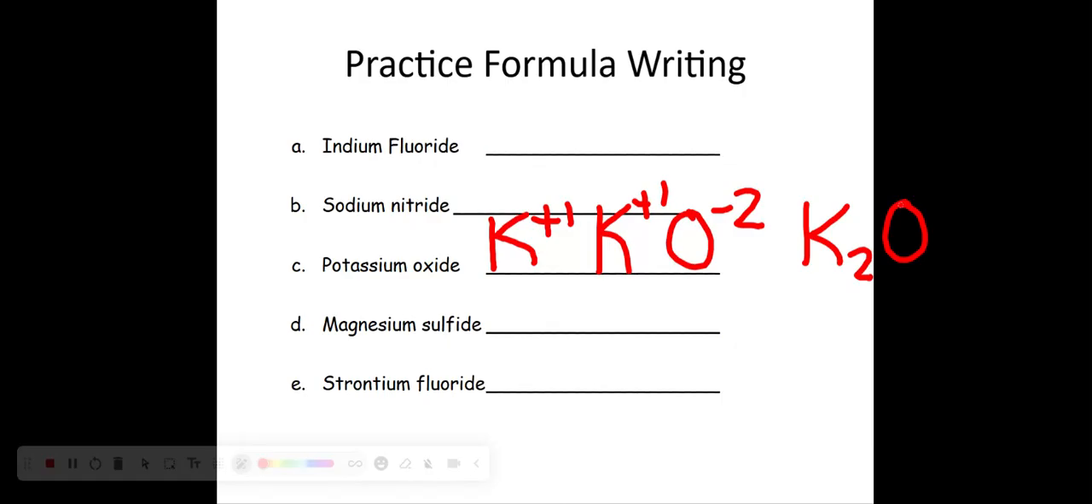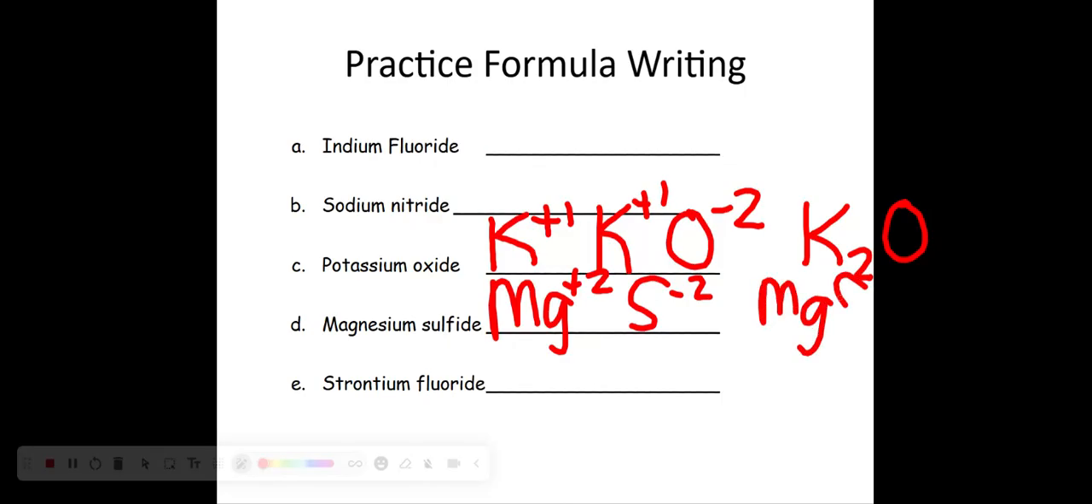Let's do magnesium sulfide. Magnesium is Mg plus 2, and sulfide is S minus 2. Well, look at that. It cancels out. So I could just say there's one magnesium and one sulfur in my compound. It cancels out because there's only 1 to 1, and then you don't have to write 1. Just like in math, if you have 1x, it equals x. Same kind of thing.